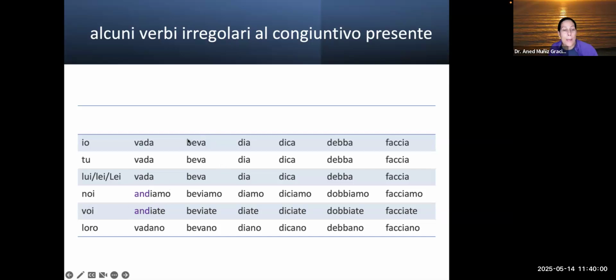But here is the bev, just like bevo, right? Dare is irregular, but dire is just the io dico, and you have the dic root here. And then dovere is irregular, right? Io devo in present, but then the subjunctive is irregular. And then fare, io faccio, and you see this is the root that you use for all of them, but it's an -are verb, and you still do put the a here. So that's what makes it irregular.